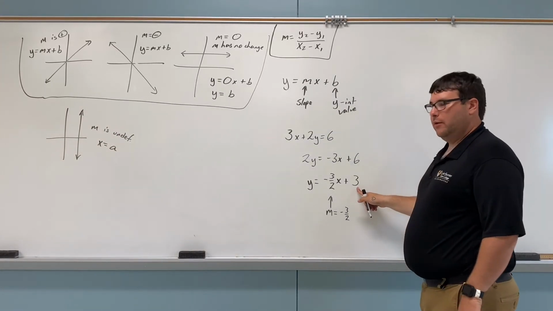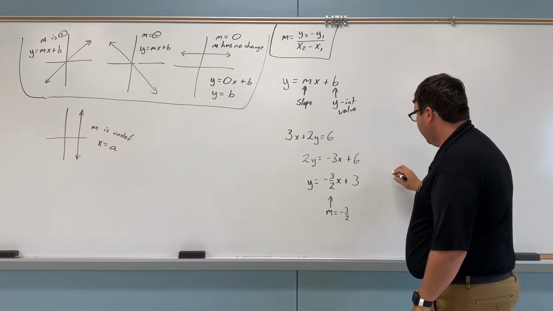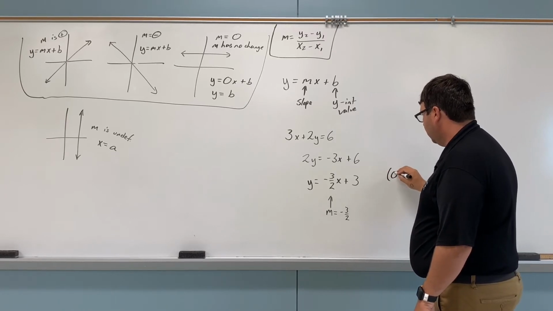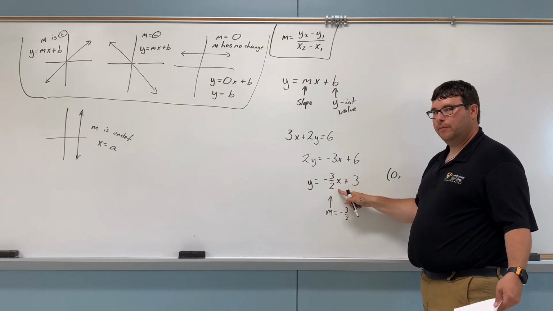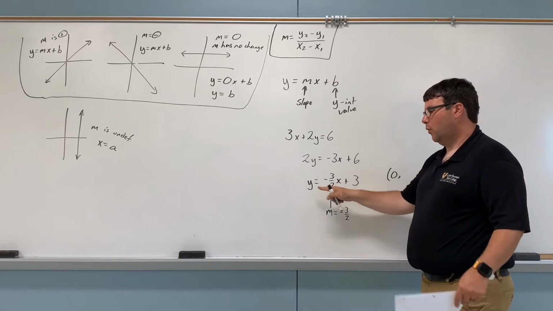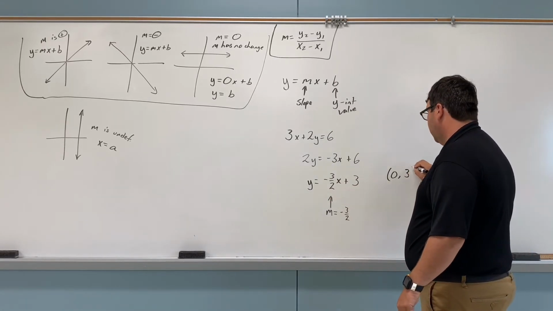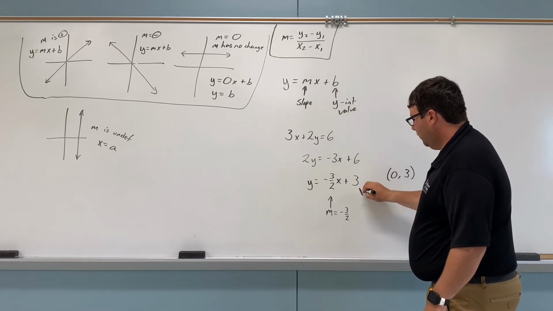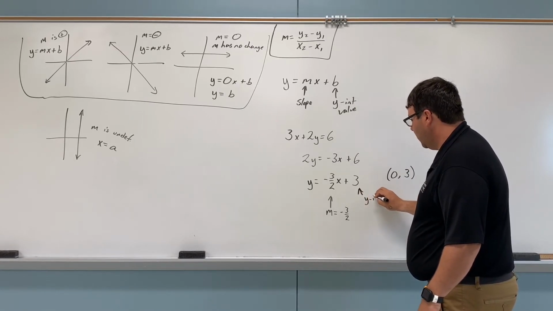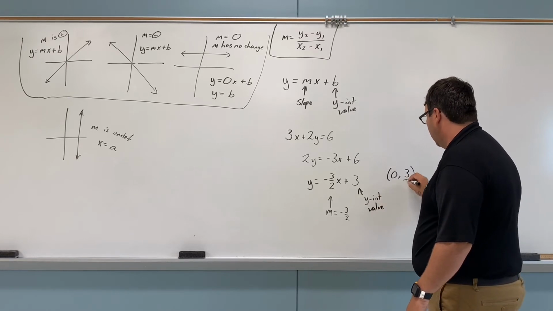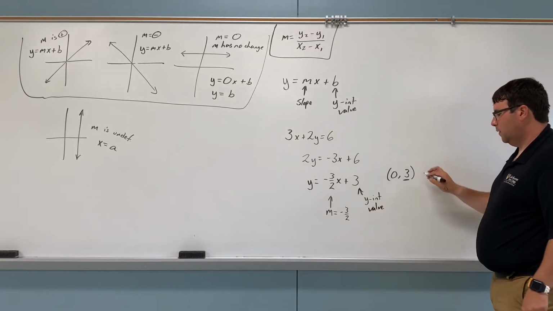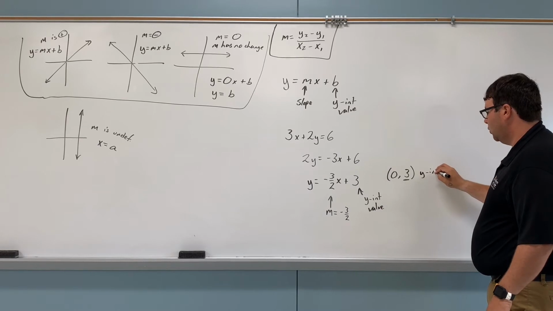What does this 3 mean? Well, if we were to plug in 0 for x, negative 3 halves times 0 is 0, plus 3, y would equal 3. So this is the y-intercept value right there. This being your actual y-intercept.